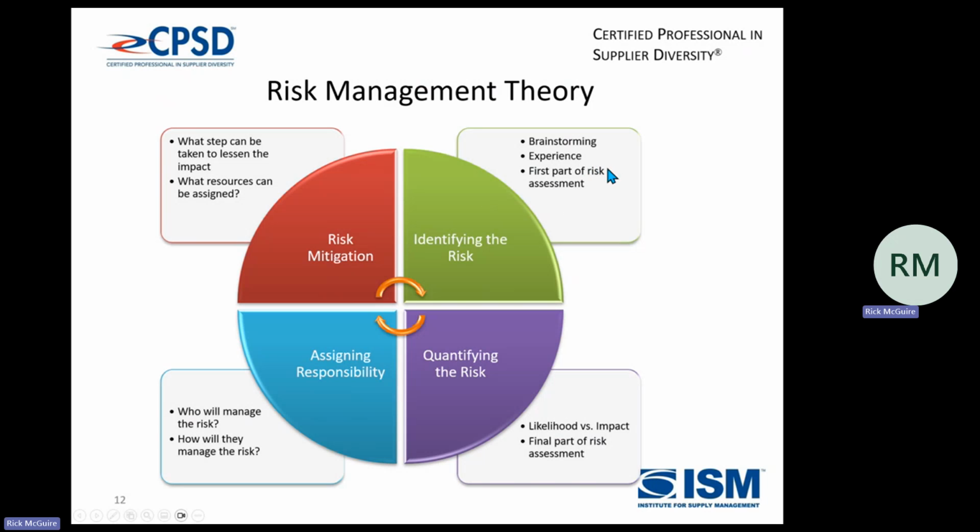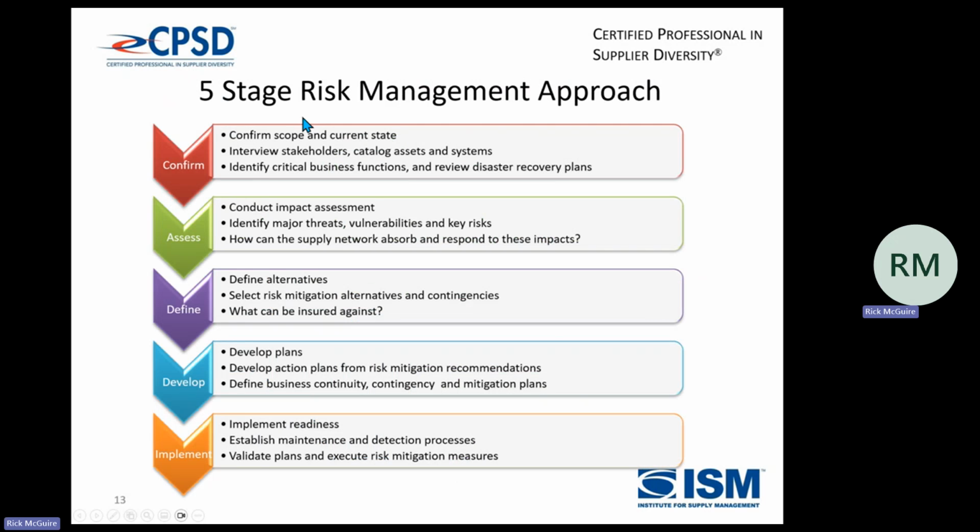Identifying, you're looking at brainstorming for ideas, experience. First part of risk assessment. You're trying to find out what the risks are. Then you want to quantify it, the likelihood versus the impact. And this is the final part of the assessment. This is risk assessment on this side. Then you'll go who manages risk, how will they manage risk, and what steps can be taken to lessen the impact. So that's your theory.